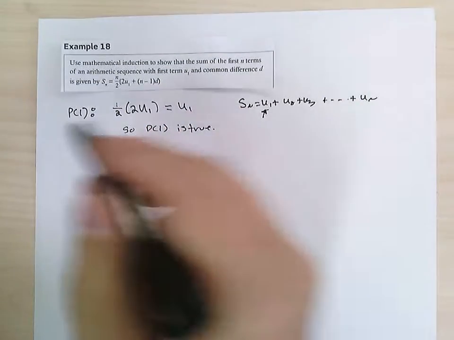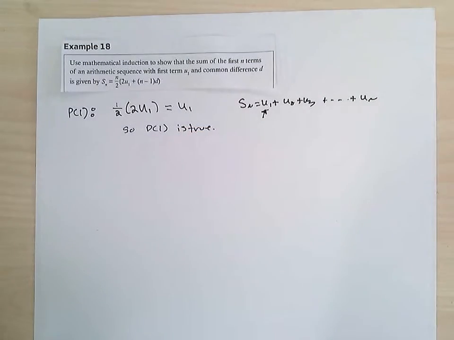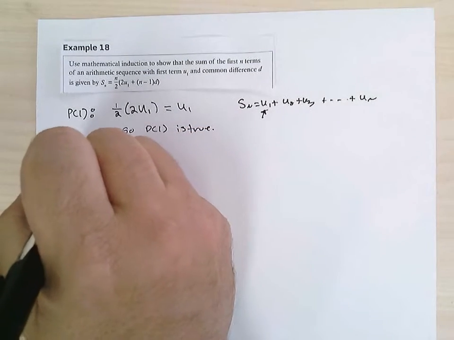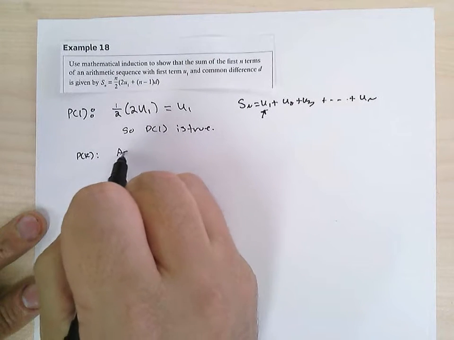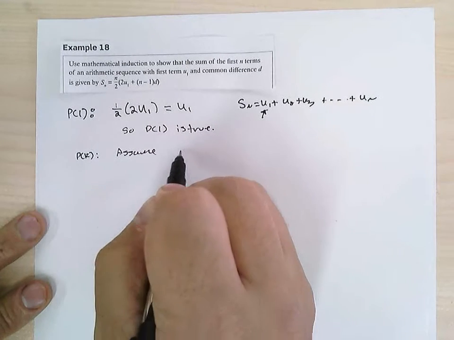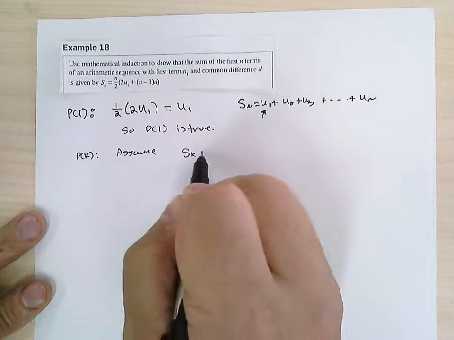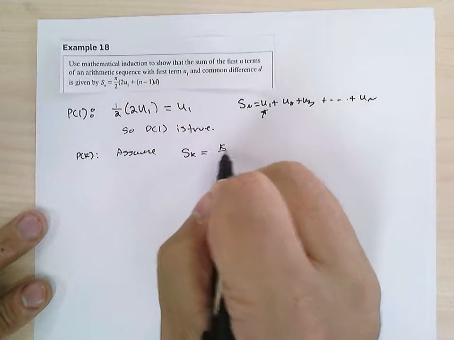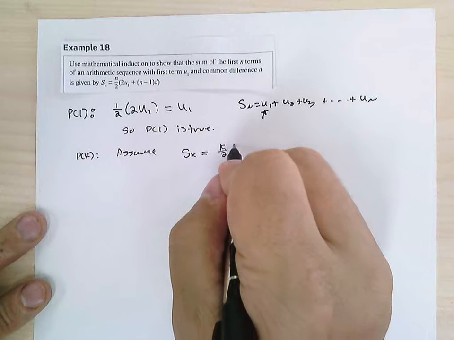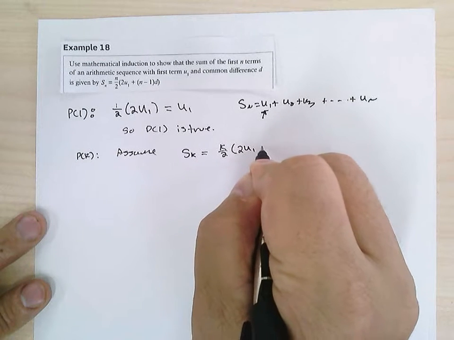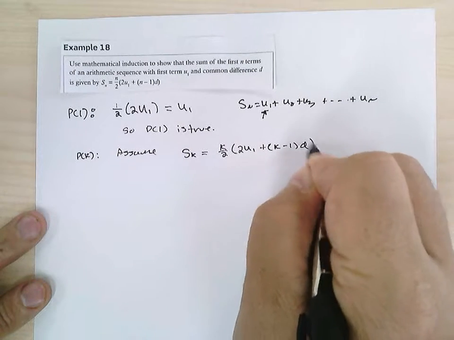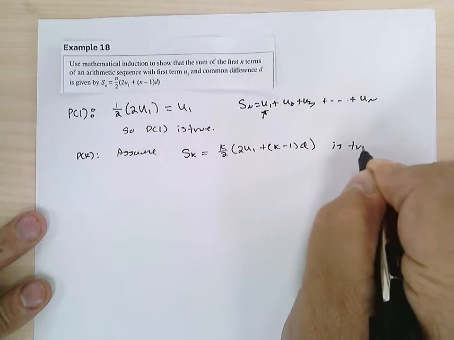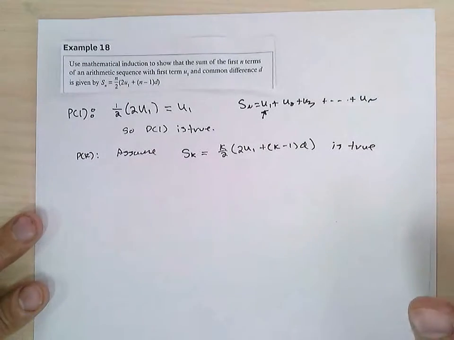Good, and you need to write that P(1). You've shown it, then you can say P(1) is true. Next step is P(k), and for P(k), I want to assume that S(k) = k/2 [2u₁ + (k − 1)d] is true. And that's it. That's all I need to do for the first 2 steps.